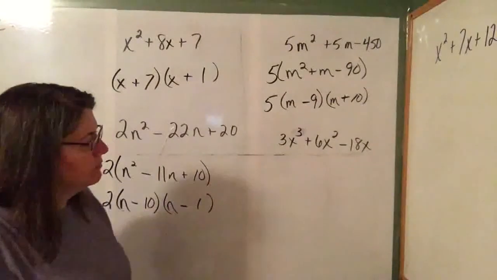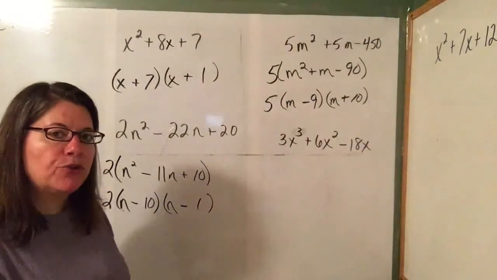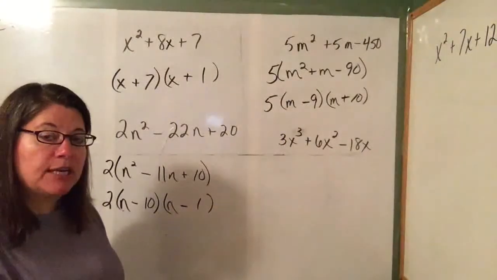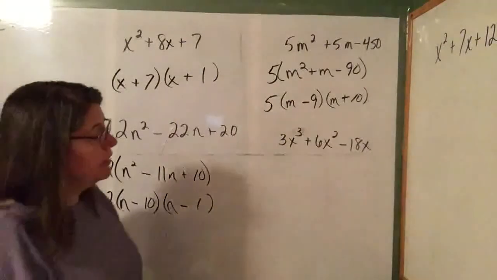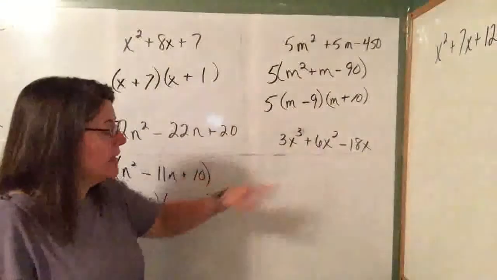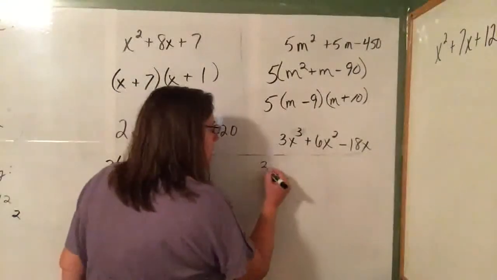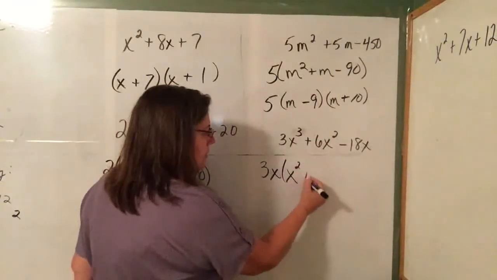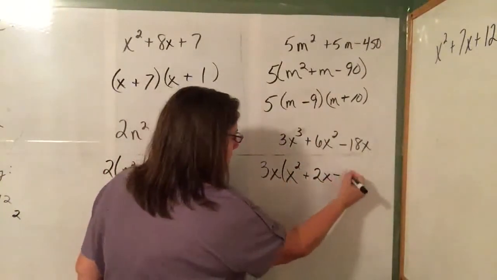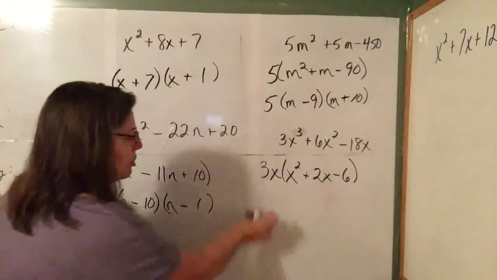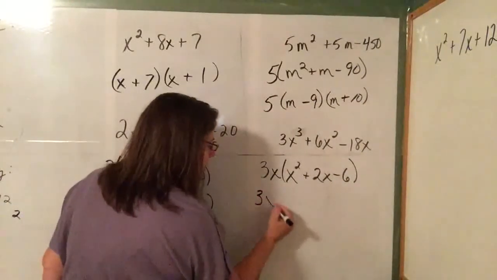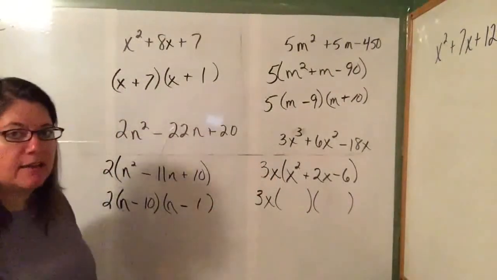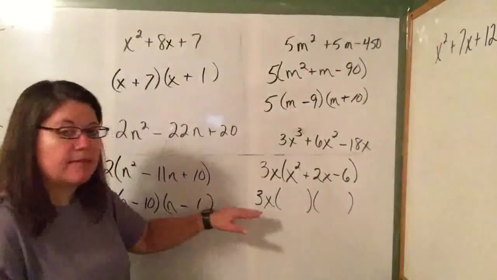Looking at the next one. What comes out of all 3 of those terms? I'm looking at it and I'm seeing that a 3 comes out. Is there anything else that comes out? Hopefully you're saying x comes out of that. So I can bring out of that a 3x. When I do that, I have x squared plus 2x minus 6. So my 3x is going to come down as part of my answer. Make sure you always bring that down. Don't drop it. It is part of the answer. It's very important that it stays there.